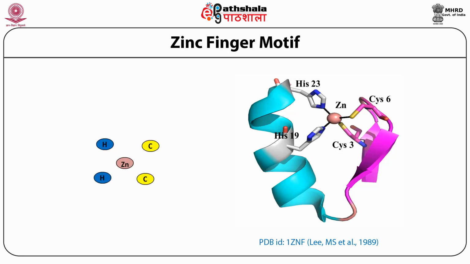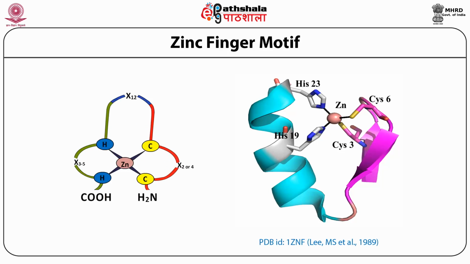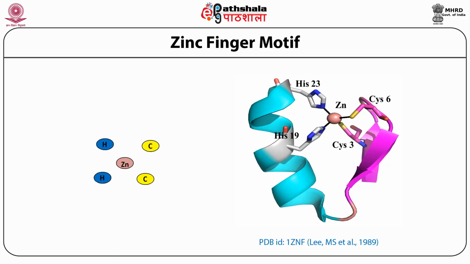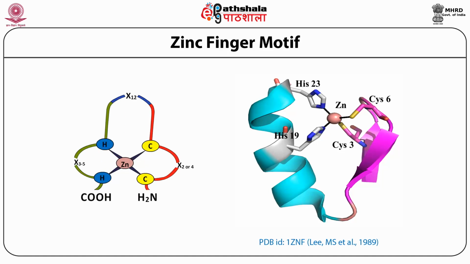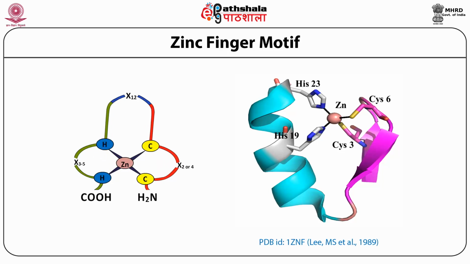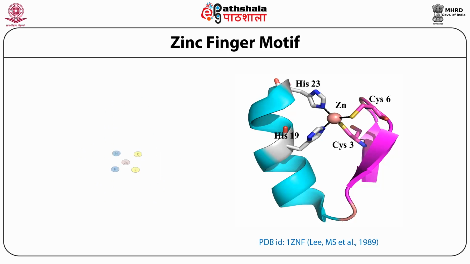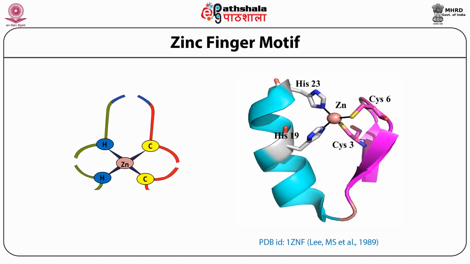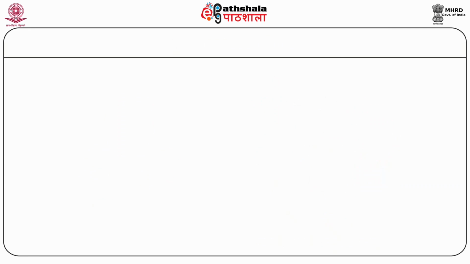And each zinc finger motif will recognize about 3 to 5 nucleotides in the DNA. So zinc finger motif containing proteins generally don't have 1 or 2 zinc finger motifs. They have 3 to 30 zinc finger motifs. So each finger recognizes about 3 to 5 DNA nucleotides, and overall, all the zinc finger motifs together recognize the large DNA sequence that they need to recognize.